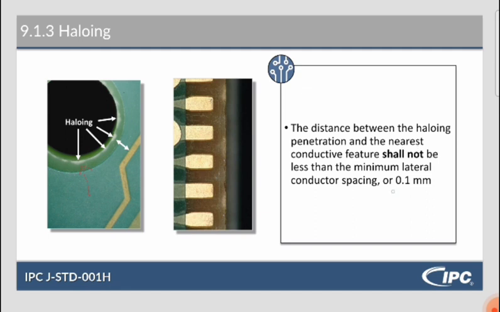That's a very, very small amount. So right here, as long as this is greater than 0.1 millimeters, and it is determined that it is not less than the minimum lateral conductor spacing, again, something that engineering would determine, that would actually be okay. But an eye would have to be kept on this, because this can possibly spread.